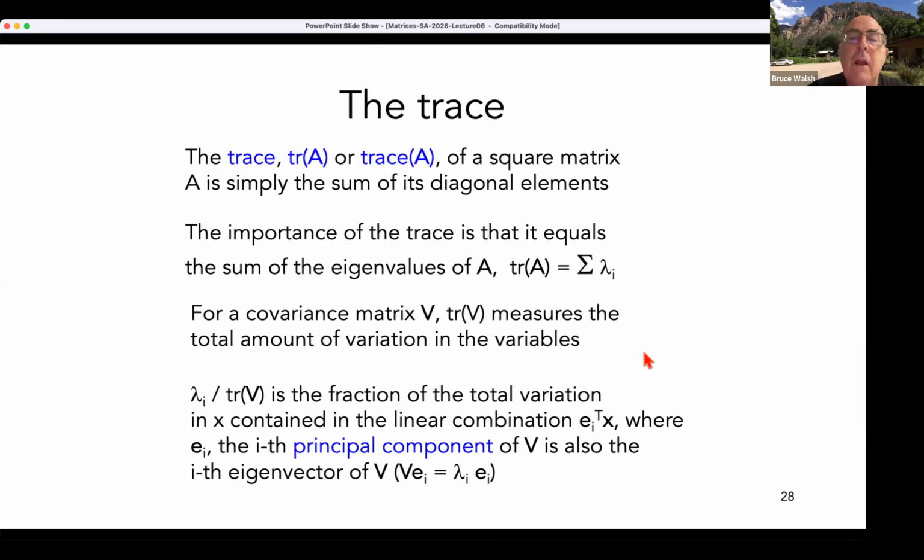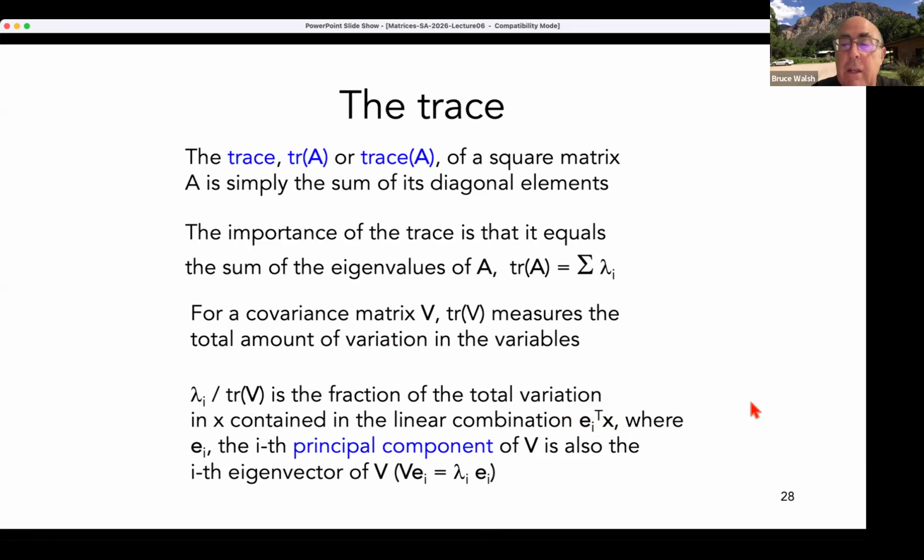Now, the reason we bring up trace is that we're going to get something pretty practical. If I have a covariance matrix V, a matrix where on the diagonal are the variances of the things we're measuring, and on the off-diagonal are covariances, the trace of V gives me the total variation in the things I'm looking at. And I'll flesh this out in a second. In particular, the ith eigenvalue divided by the trace of V says what fraction of variation is accounted for by this linear combination. That's a principal component.